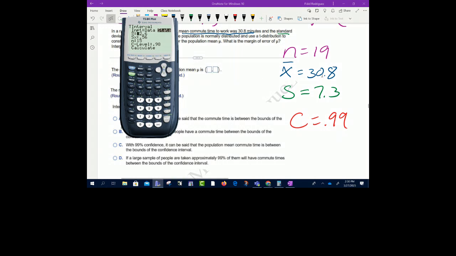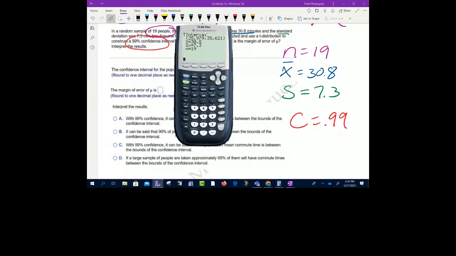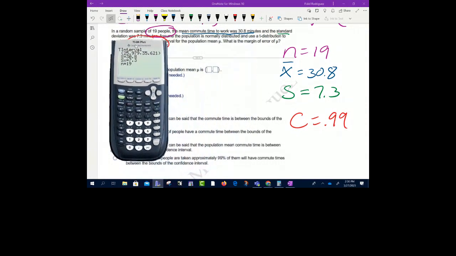My X bar in this case was 30.8. My sample standard deviation was 7.3. My N in this case was 19. And our confidence level is 0.99. I'm going to go down to calculate. Boom. I'm going to give it a minute because, again, my calculator is old. Let me see what they want me to round to. They're asking us to go to one decimal place.